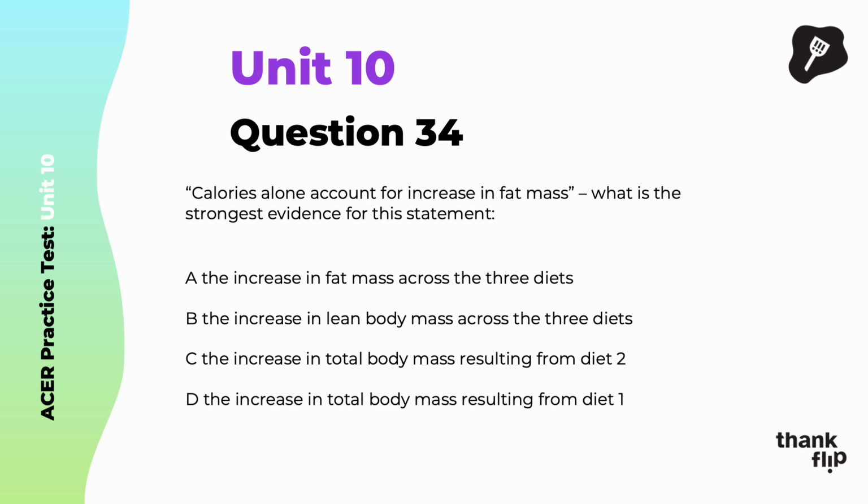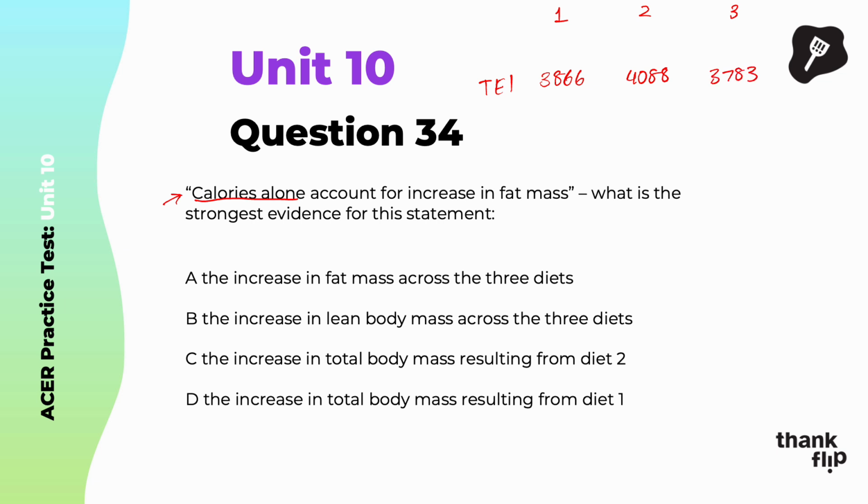In question 34, we're given a statement: calories alone account for the increase in fat mass, and we're asked to find the strongest evidence for this statement. Looking at this part of the statement, calories alone, we're basically asked to look at the total energy intake, because it's saying that you're not looking at the proportion of carbohydrates, fat, or protein, etc. You're just looking at the intake of calories, right? So you would look at 3866, which is the total energy intake for diet 1, 4088, which is the total intake for diet 2, and 3783 for diet 3.